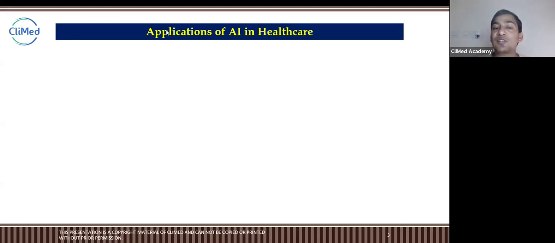So let's understand one by one. They have categorized all these applications of AI in healthcare with explanations. The first thing here is diagnostics and screening.